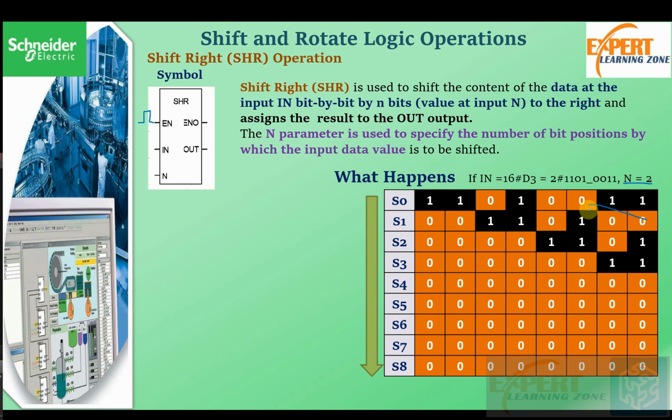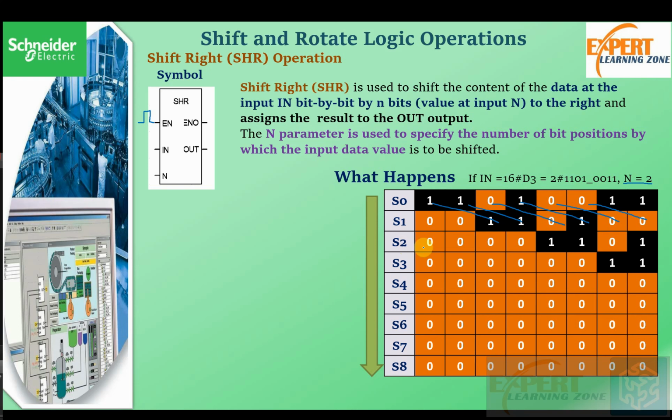So this data moves here, this data moves here, this data moves here, this data moves here, this one moves here, and this moves there. Okay, and the extreme bits are filled with zeros, because the data vanishes. So this is going to vanish, and the empty spaces will be filled with zeros.